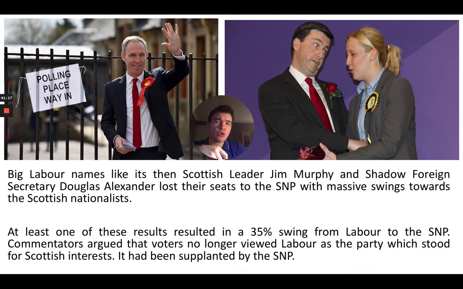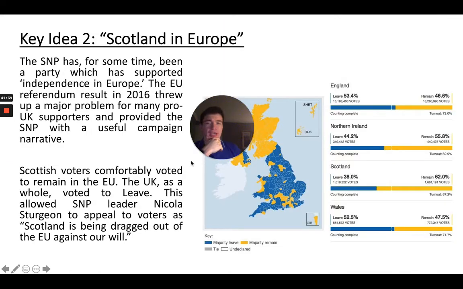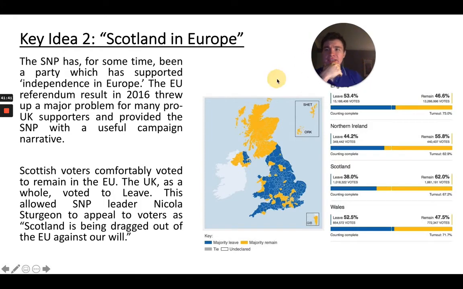Because up until this point, although Labour had never been a nationalist party, they were the party of devolution, they were the party that brought about the Scottish Parliament, they were the party that always was viewed as the antidote to Thatcher in Scotland. And obviously they had lost that element, they'd lost that sense of being the Scottish party. Okay? Right, okay, second key aspect is Scotland and Europe.